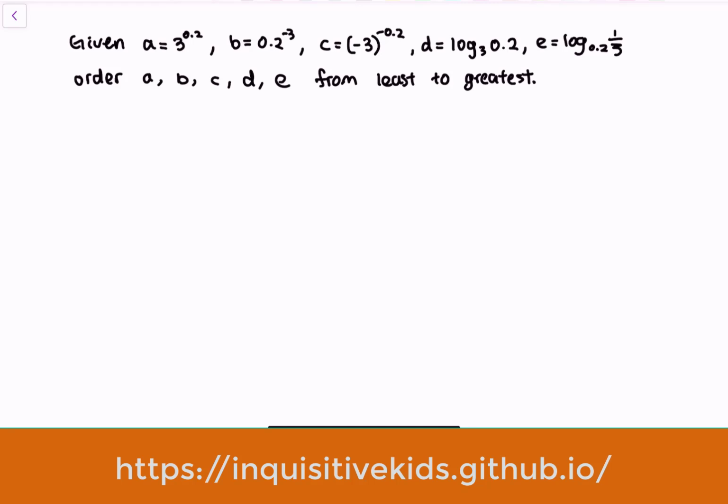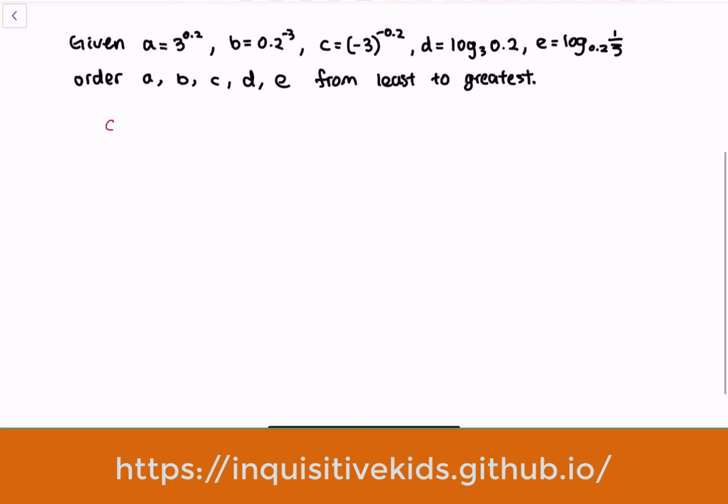In this video, we'll be solving a problem about exponents and logarithms. We are given the values for a, b, c, d, and e. Our task is to order them from least to greatest. It will be difficult to find the exact value of them and then order them. So instead, what we can do is find the range of where their values lie and then compare them together.